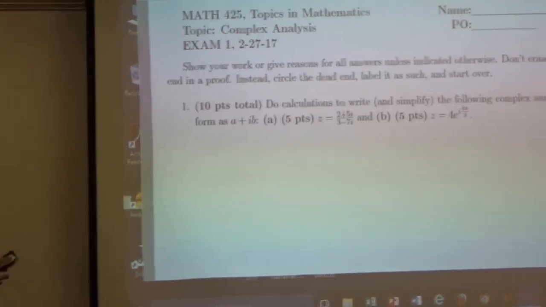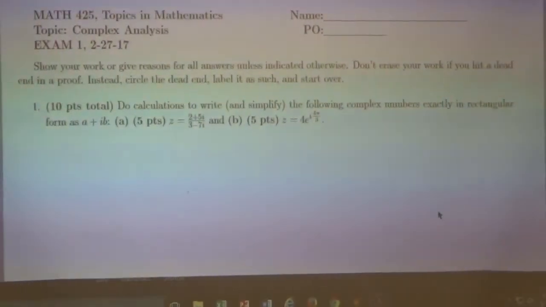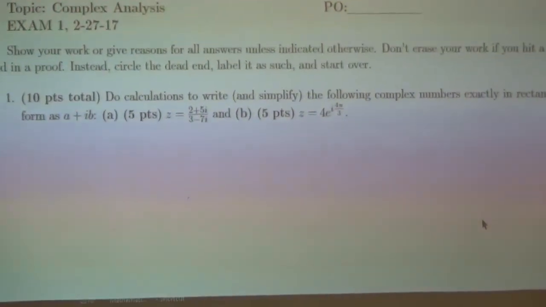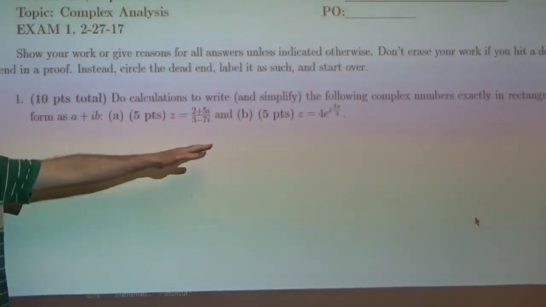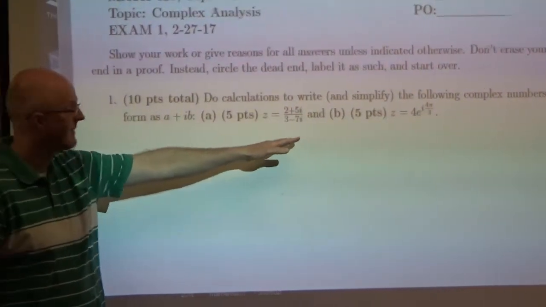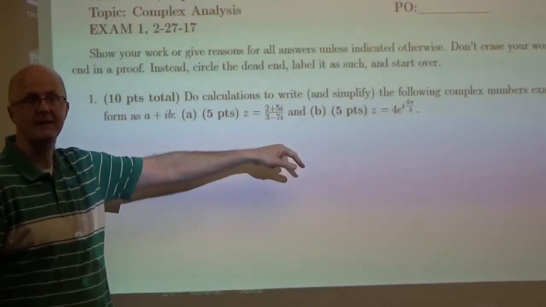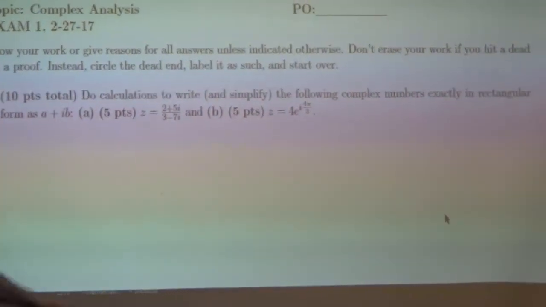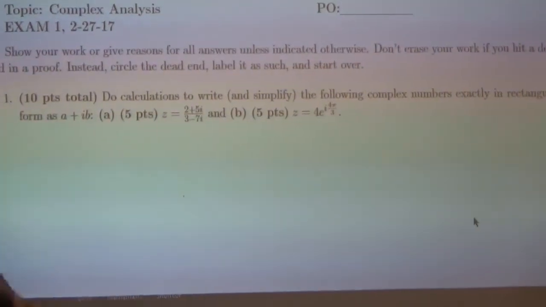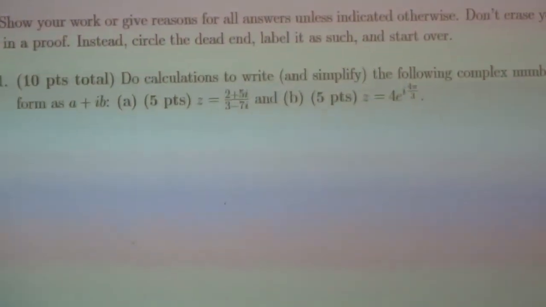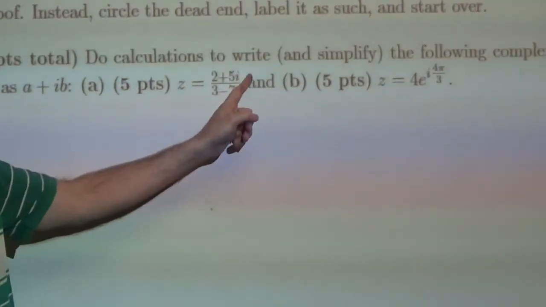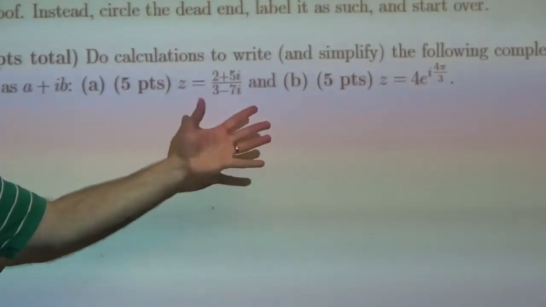All right, do calculations and simplify the following complex numbers exactly in rectangular form. This should seem pretty easy right now, I hope, looking at this one. Right, you divide two complex numbers in standard form, you'd want to multiply by the complex conjugate at the bottom, on the top and the bottom. You've got to multiply by 1 to not change the quantity. So you multiply by 3 plus 7i on top and 3 plus 7i on the bottom, you simplify.